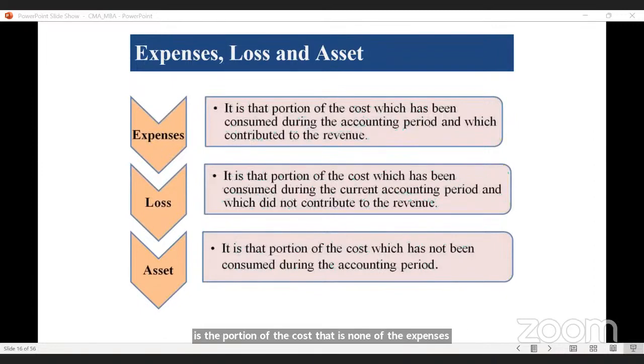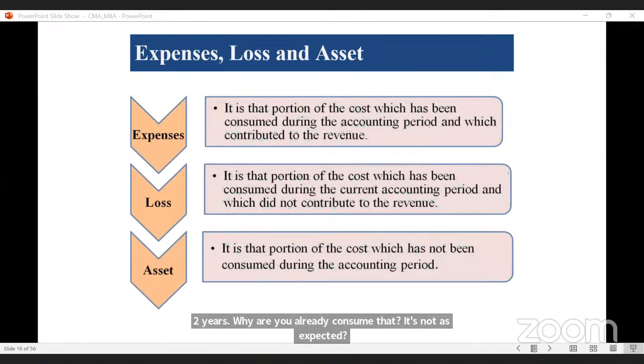What is the amount of benefit you have not consumed till now? 24,000. Is it so? Yes, 24,000. Out of 5 years, 2 years you have already consumed. Per year 8,000, so another 3 years you have to consume. That 3 years of benefit you have not received till now, you have not consumed. So those 3 years of benefit, or 3 years of cost, is known as asset. The 2 years you have already consumed is known as expense. Is it clear?